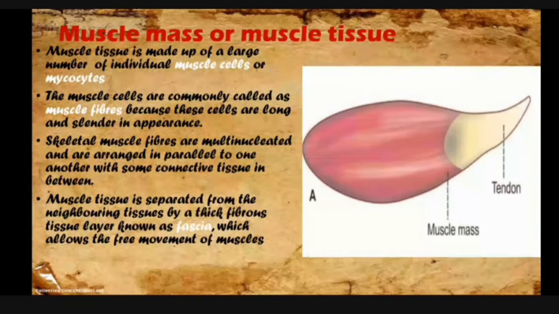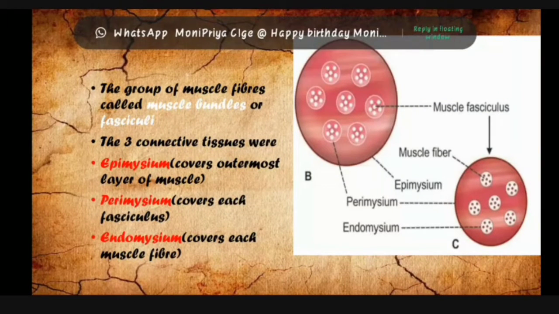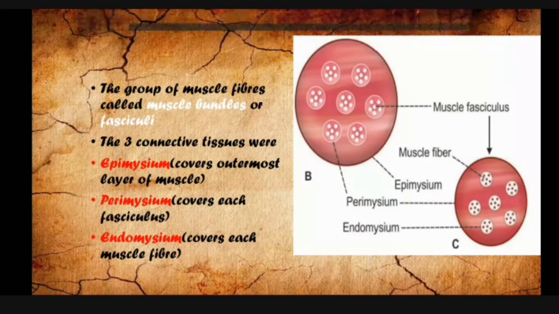Muscle tissue is separated from the neighboring tissues by a thick fibrous tissue layer known as fascia, which allows the free movement of muscle. A group of muscle fibers is called a muscle bundle or fasciculus. The three connective tissues are epimysium, which covers the outermost layer of the muscle, perimysium, which covers each fasciculus, and endomysium, which covers each muscle fiber.